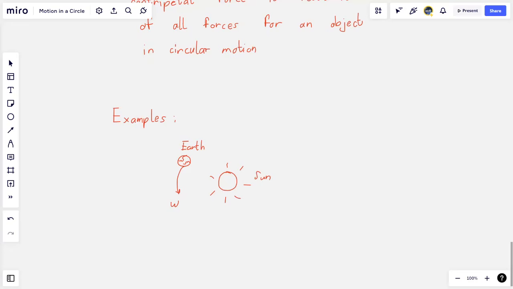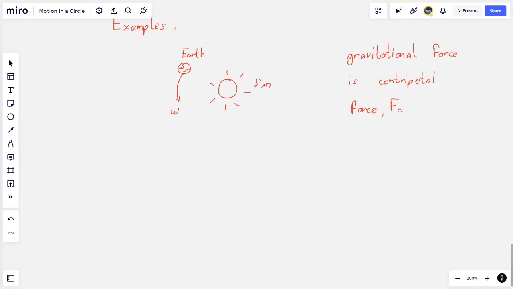So in this case, there's only one force between the Earth and the sun, and that's gravity. And so what this means is that the gravitational force is the centripetal force. And we sometimes denote centripetal force with the subscript c. So we'll use uppercase F for force and little c just to say, well, that's the centripetal force.